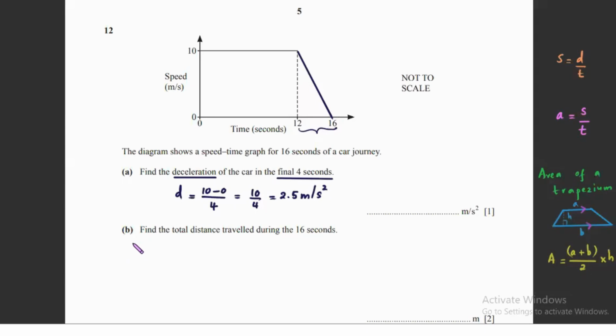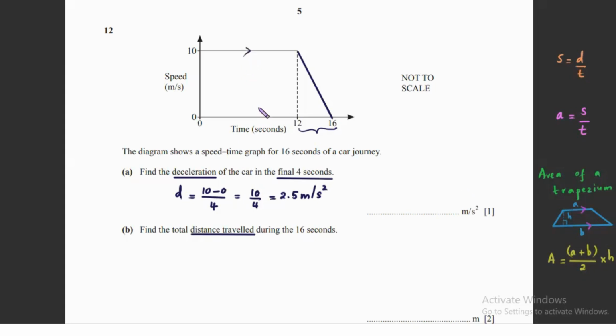In question B, find the total distance traveled during the 16 seconds. So the 16 seconds is from 0 all the way up to 16, which means if you are to find the distance traveled using a speed time graph, you have to calculate the area under the graph. The shape that you have here, the area under the graph, the shape is a trapezium. So to calculate the area of a trapezium, we add the parallel sides together, divide it by 2 and multiply it with the perpendicular height.